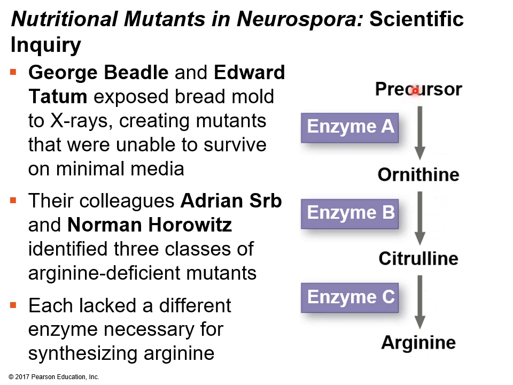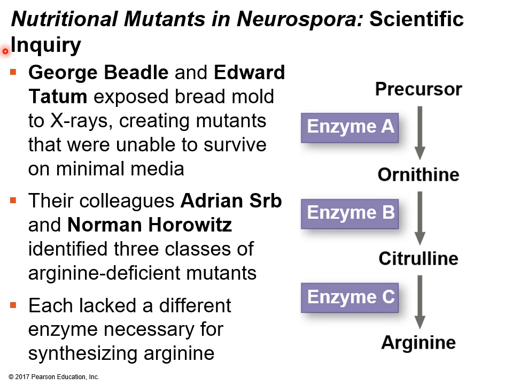As you can see, each chemical reaction is going to be catalyzed by an enzyme. Enzyme A catalyzing the first reaction, enzyme B catalyzing the second reaction, and enzyme C catalyzing the third reaction. Our final product is going to be arginine, which is an amino acid.